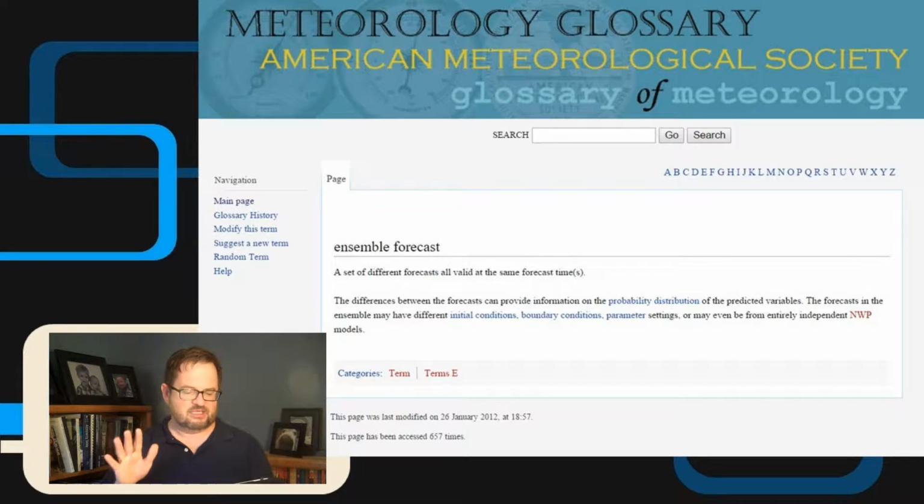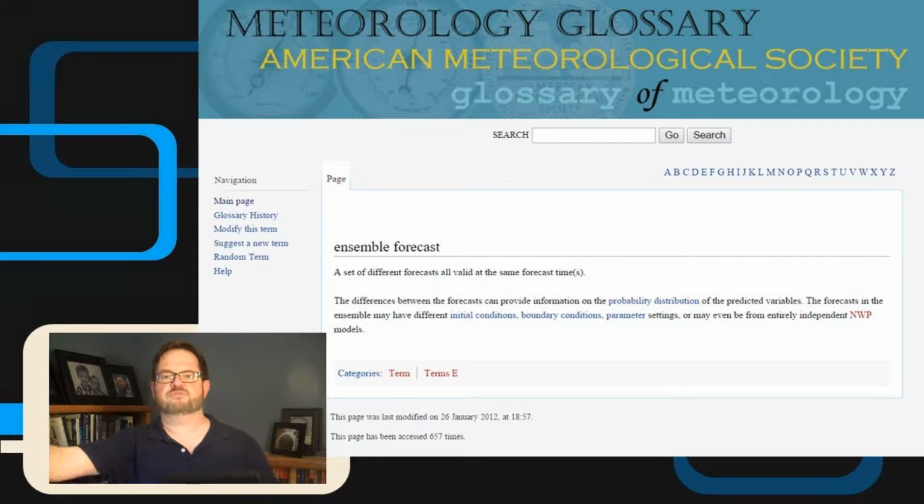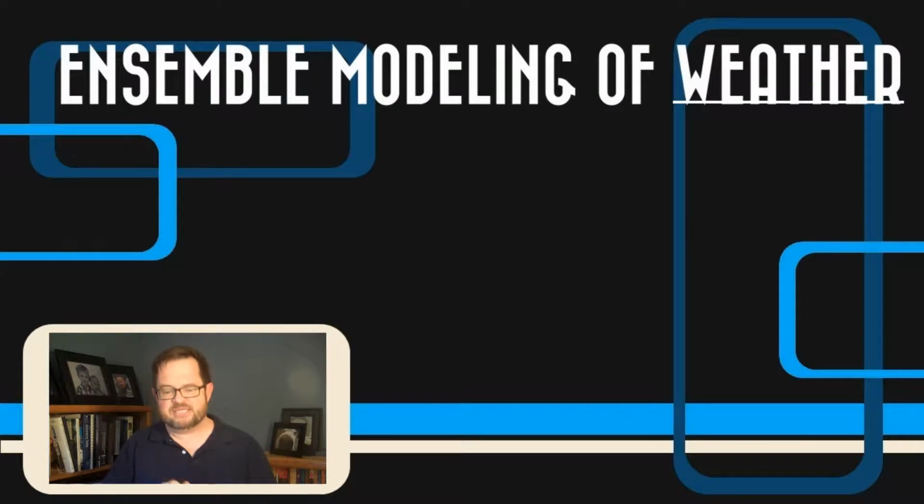Just to show you a dictionary definition here, this comes from the Glossary of Meteorology. It says ensemble forecasting is a set of different forecasts all valid at the same forecast time, like they are all forecasts predicting the weather on the 1st of December or whatever day. And the differences between the forecasts are going to provide some kind of probability distribution. They're going to give us some sense of the range of possible outcomes. Let me show you this in the context of weather here.